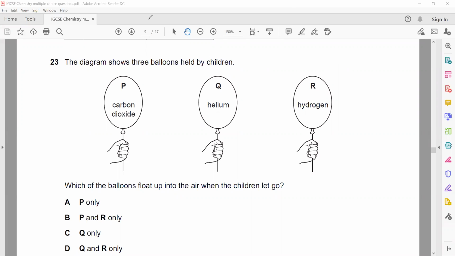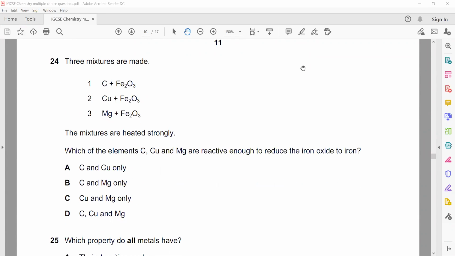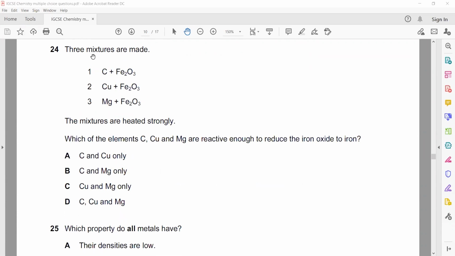That's why we are using a helium filled balloon. Why not a hydrogen filled balloon? Because hydrogen is reactive. That's why it is not used.